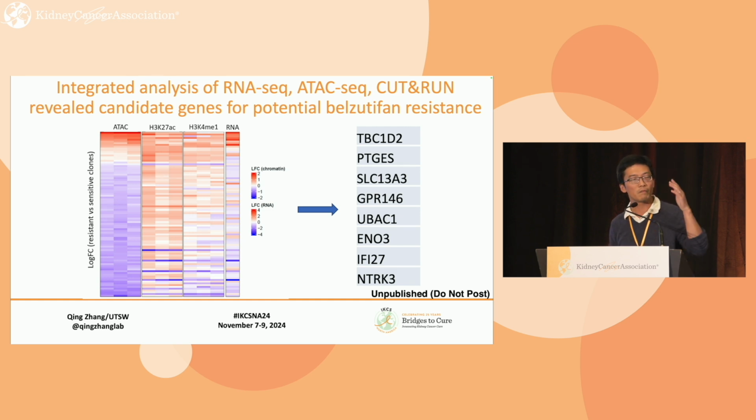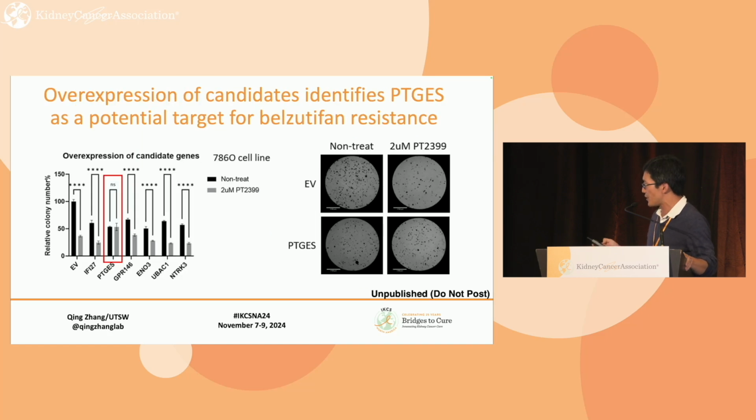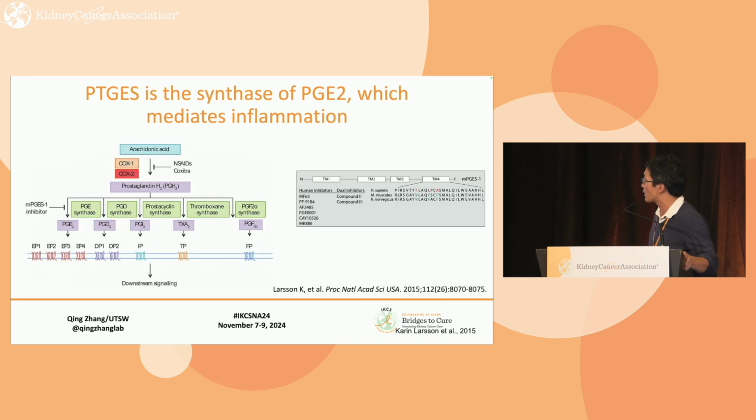Obviously, we want to see whether, functionally speaking, those genes could mediate the phenotypes. So we overexpressed individual target genes and then treated those cells in the presence of PT2399 or belzutifan. In the control cells, those cells are still responsive toward belzutifan, but when you overexpress some of the target genes, such as PDGS, you confer resistance toward PT2399, also shown on the right with a soft agar growth assay. So this is all purely in vitro. What does the in vivo phenotype look like? First of all, we should understand what PDGS does.